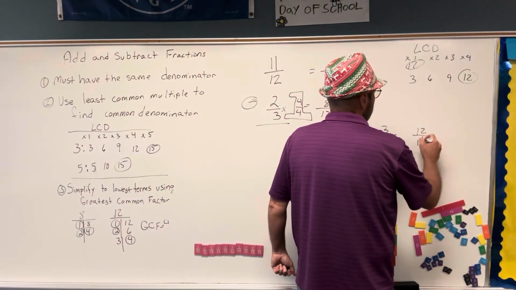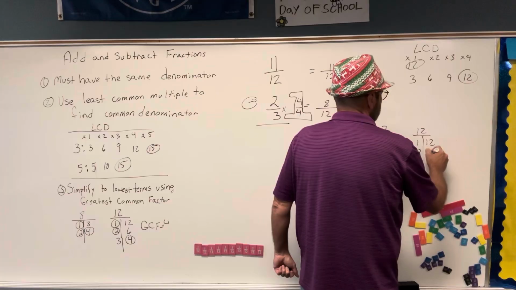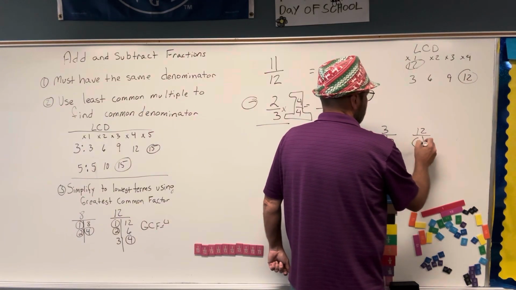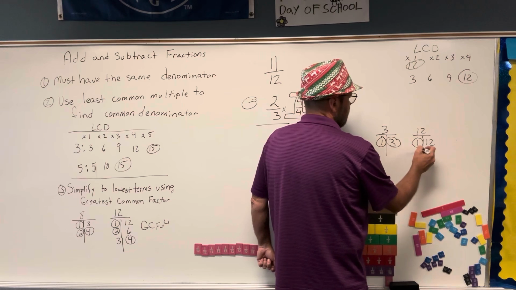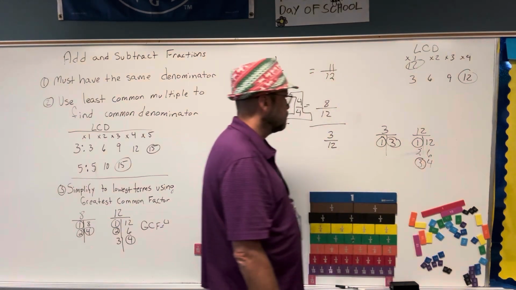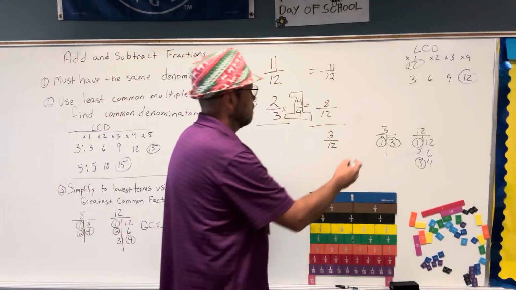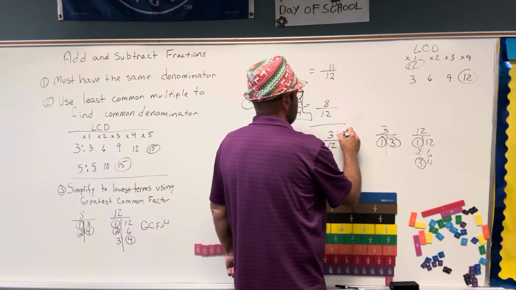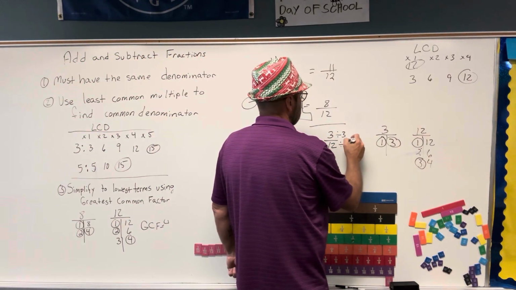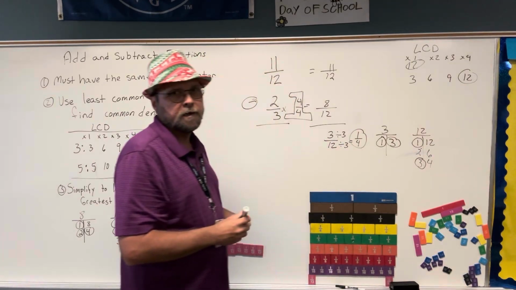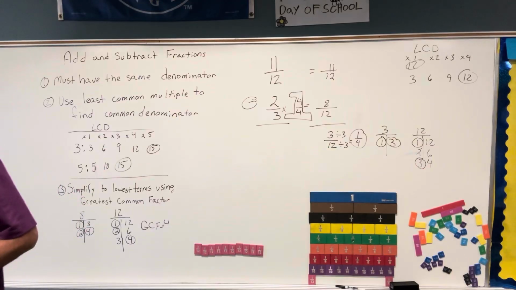12, we have 1 and 12, 2 and 6, 3 and 4. They have a 1 in common. They have a 3 in common. Since they have something besides 1 in common, I divide by the biggest one they have in common, and I get 1/4. So my simplified answer is 1/4.